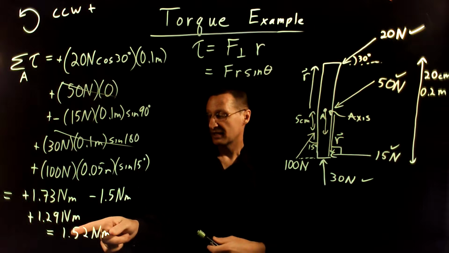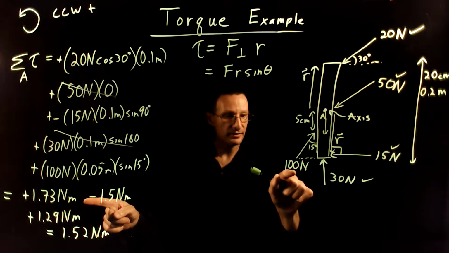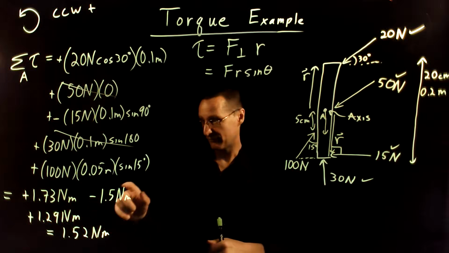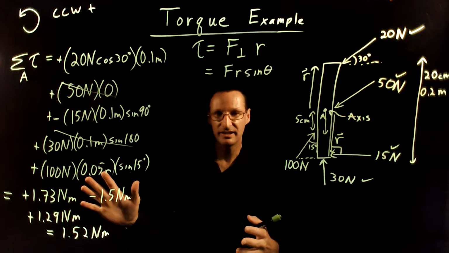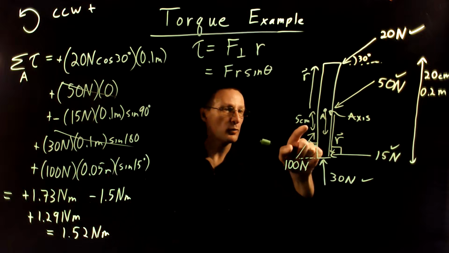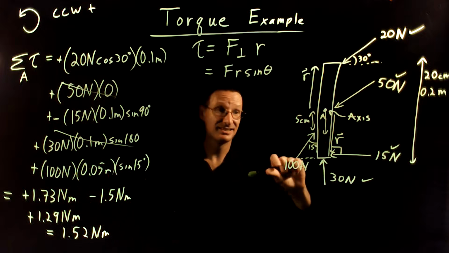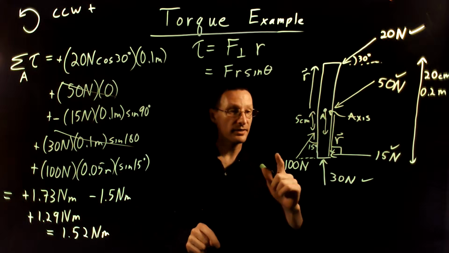This also tells me a couple of other things to notice. Notice that even though this 100 Newton force is the biggest force by far, its torque is about the same as the others. It's not terribly bigger. In fact, it's the smallest. And why is that? Well, for one, it's got the smallest distance from the axis of rotation, and that comes into play here.